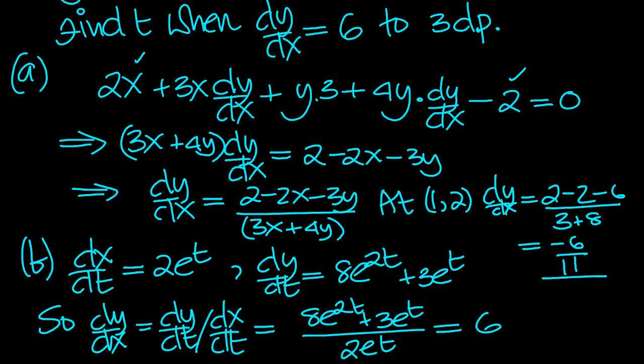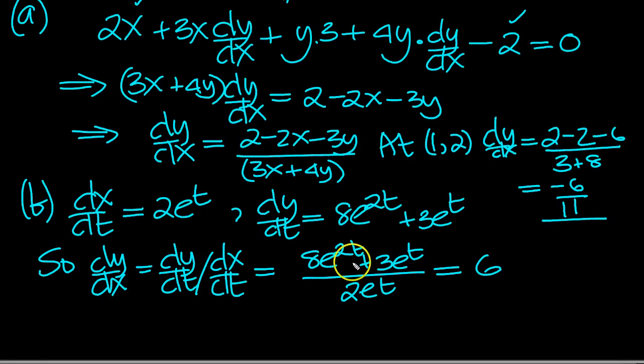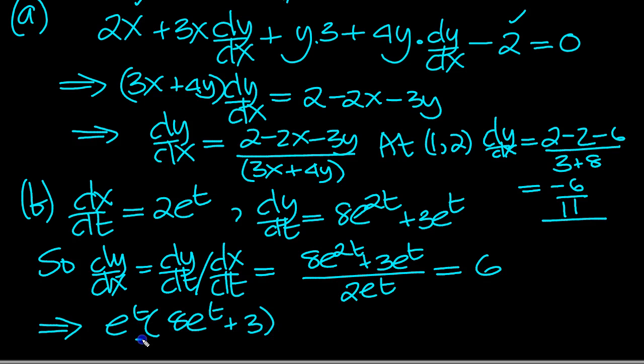And we need to solve for t. So there's an e to the t common all the way across the top and bottom of this fraction, because this e to the 2t is none other than e to the t squared. So I'm going to take an e to the t outside the bracket. Inside there'll be 8e to the t, which would be e to the 2t, plus 3 on the top, over 2e to the t equals 6.